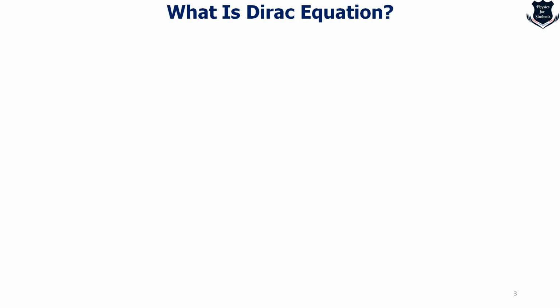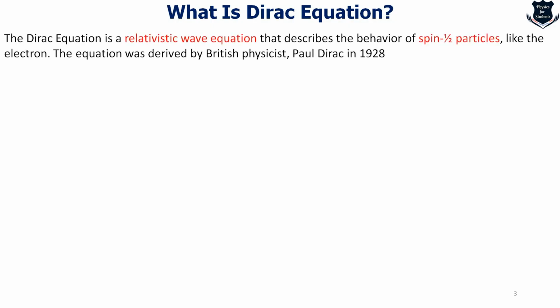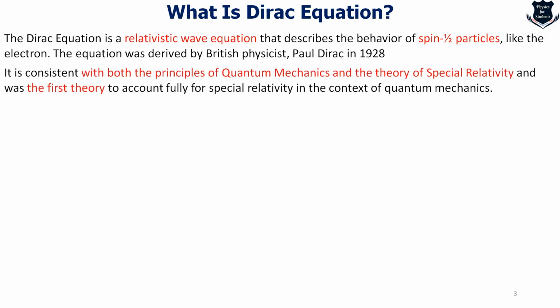A very good definition sometimes makes complex ideas simple. As you can see, the Dirac equation is a relativistic wave equation that describes the behavior of particles which have spin half, like the electron, and it was derived by British physicist Paul Adrian Maurice Dirac around 1928. Most importantly, it is consistent with both the principles of quantum mechanics and the special theory of relativity. It was the first theory fully tested, and it accounts fully for special relativity in the context of quantum mechanics.